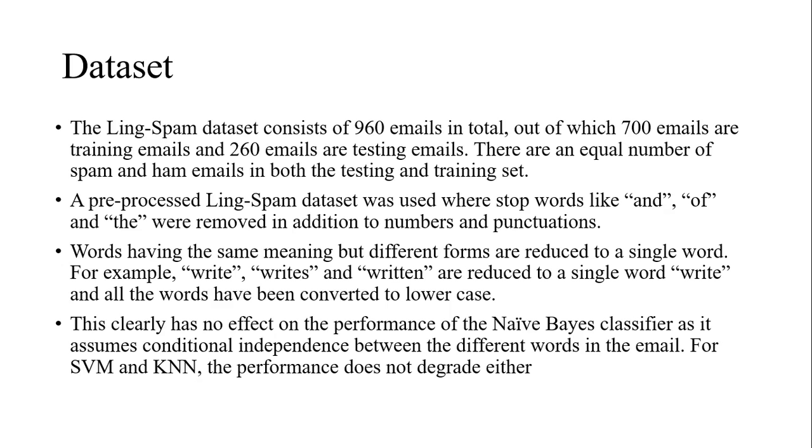Next, I have also reduced the different forms of words such as write, writes and written, for example, to a single form such as write. And all these words have also been converted to lower case. This does not affect the performance. As you know, in the naive Bayes, the features are independent of each other, and also for SVM and KNN, the performance does not degrade by reducing all different forms of words to a single form.